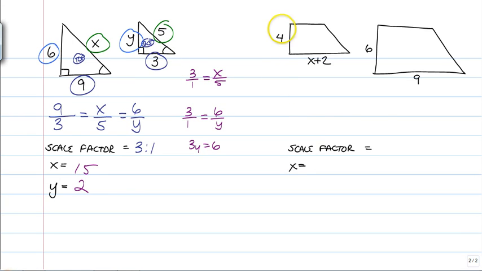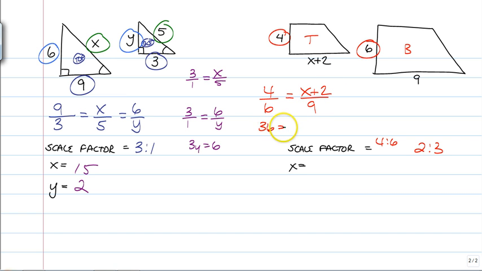So your scale factor is the sides that match that both have numbers. So that would be 4 to 6, which reduces to 2 to 3. Then to find x, you're going to have top and bottom, if it helps you. 4 over 6 is equal to, go back to the first figure, we have x plus 2, which corresponds with 9. And then you just have to cross multiply, so 36 is equal to 6x plus 12. So that's going to give you 6x is equal to 24, so x is equal to 4.